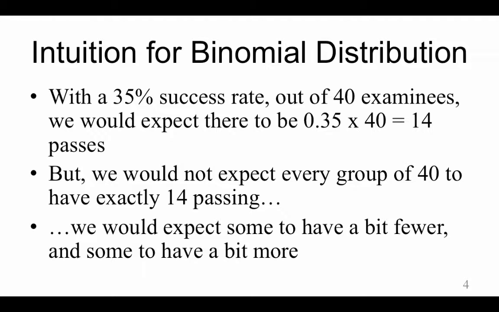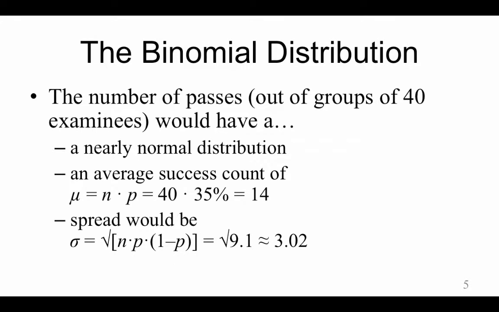But the truth is we would not expect every group of 40 to have exactly 14 students passing the exam. We would expect some to have a bit fewer and some to have a bit more. For the binomial distribution, the number of passes out of groups of 40 examinees would have a nearly normal distribution. The average of that distribution would be what would be expected, which would be 14, the value we calculated before.